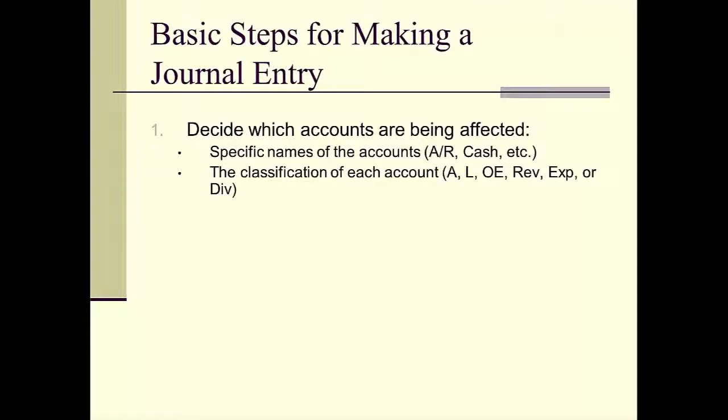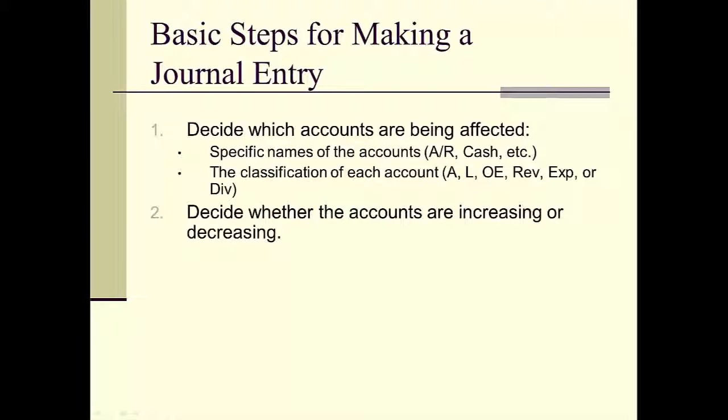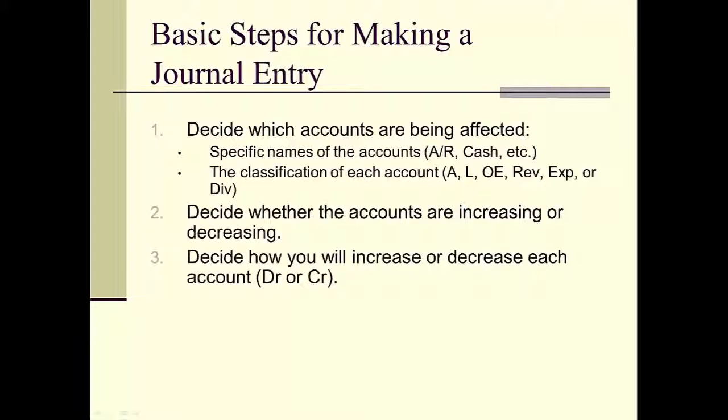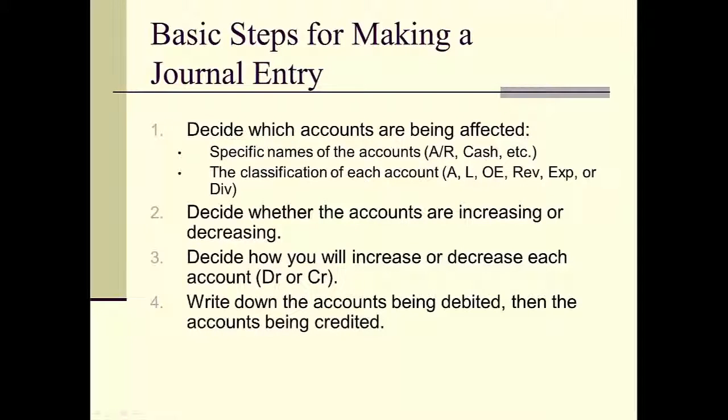Then step two is to decide whether the accounts are going up or going down. Once we know whether they're going up or going down, then we can decide, is an increase to an equity account a debit or a credit? Well, that's a credit, and that's step three. An increase to cash would be a debit because it's an asset. Step four then is to finally write the accounts down.